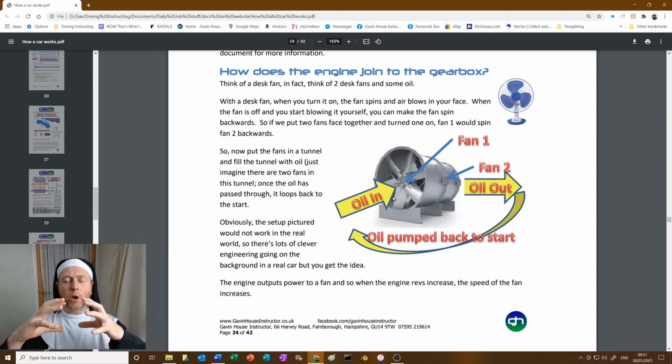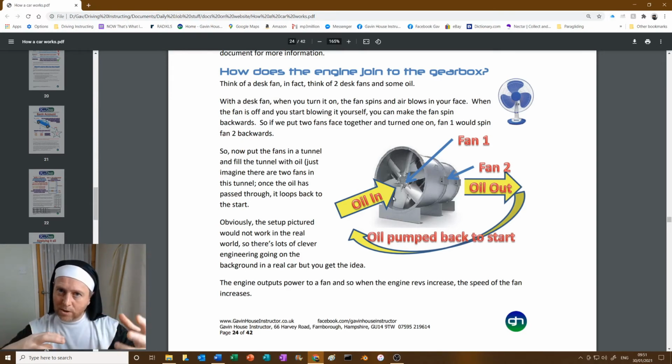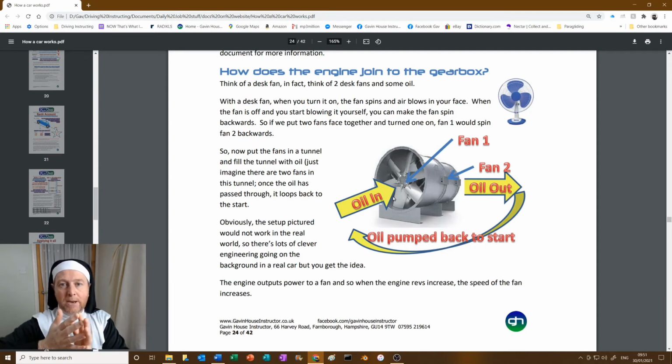But if you remember, there is no direct link. So in an automatic, you have to spin up the engine to build up the pressure to then start moving the fan or moving the gearbox. But in a manual, because they are physically touching, when you speed up the engine, it immediately speeds up the gearbox. So a manual car is more responsive than an automatic.